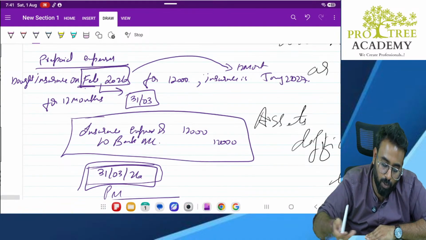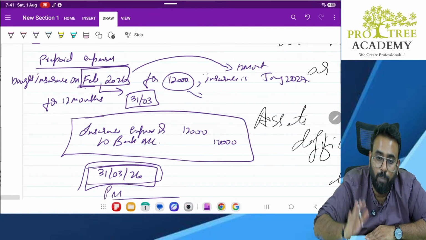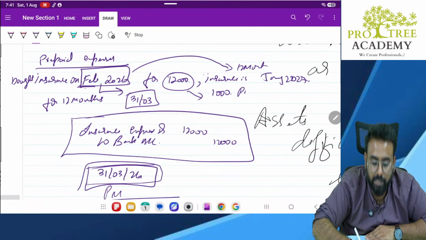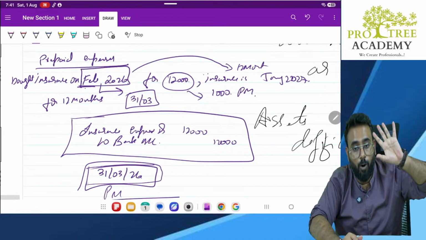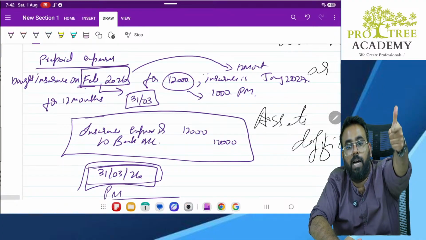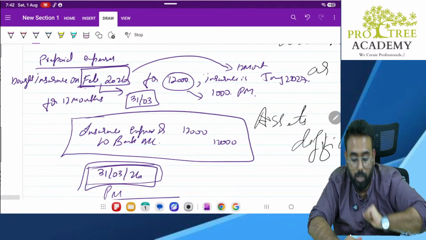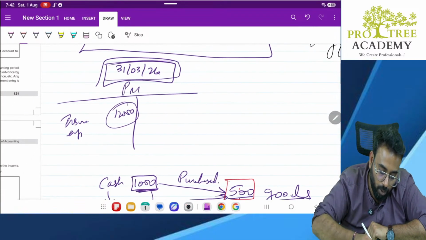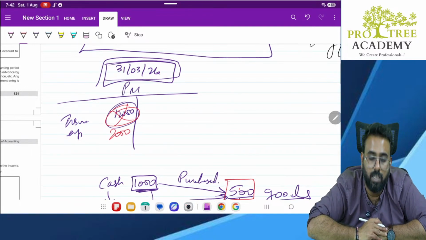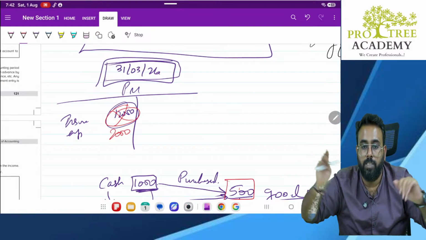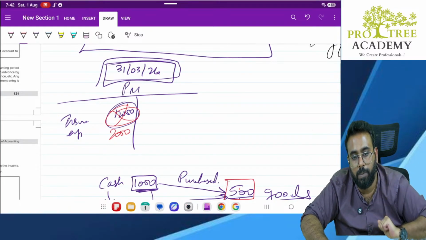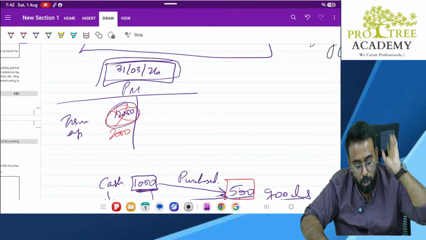If you pay 12,000 for 12 months, how much are you paying per month? 1,000 rupees per month. So how many months of insurance are you using in the current year? Only 2 months, February and March. So the expense should be only 2,000 rupees, not 12,000. You have paid 12,000 for 12 months, and only 2 months have passed, so the expense should be 2,000 rupees.